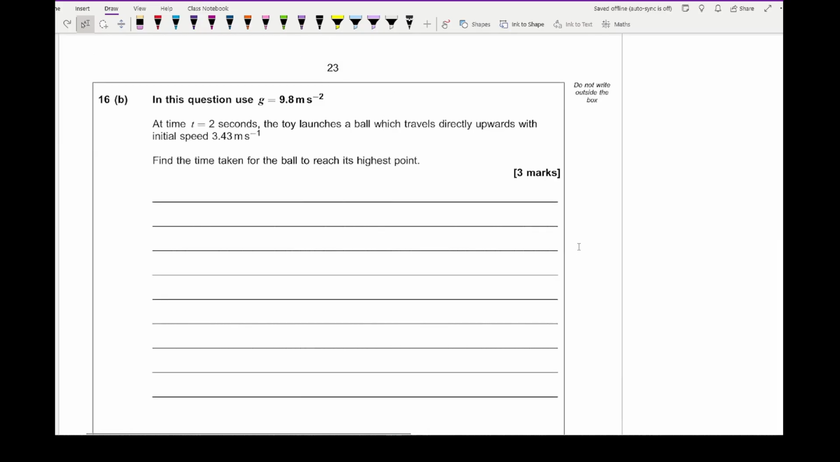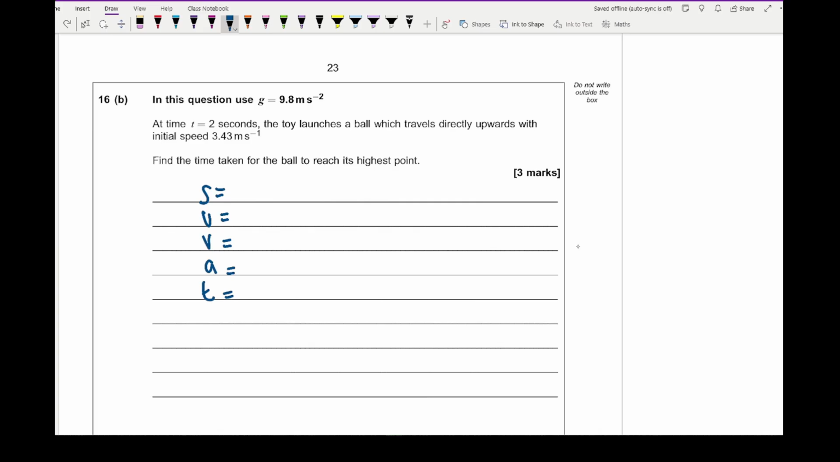Part B says at time t equals 2 seconds, the toy launches a ball which travels directly upwards with initial speed of 3.43 meters per second. Find the time taken for the ball to reach its highest point. So we're back to a SUVAT question. So again, finding those parts of the question which we can fill in. At time t equals 2 seconds, the toy launches directly upwards.